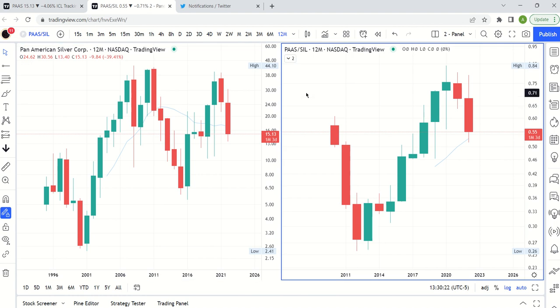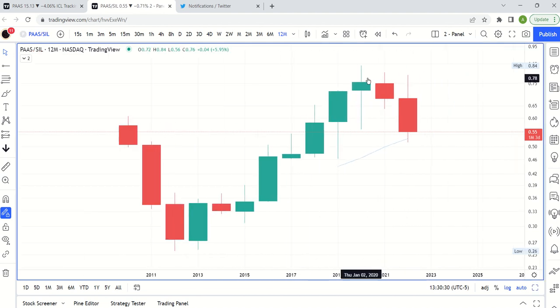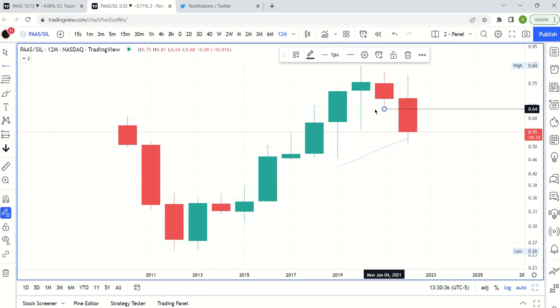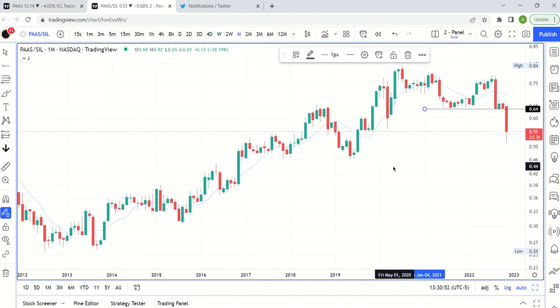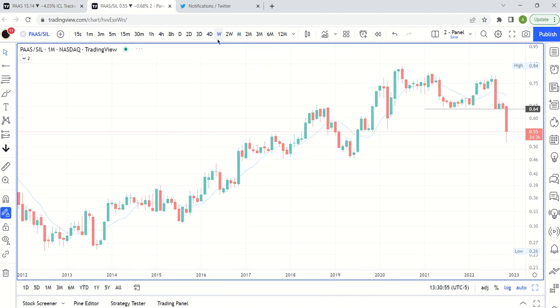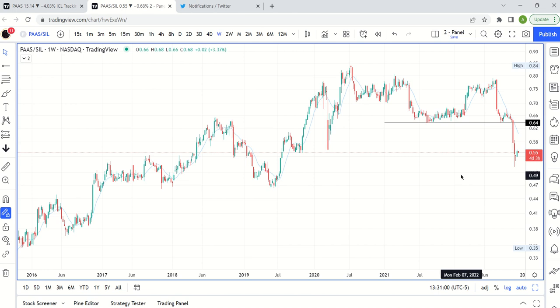So ratio on the right-hand side, ratio PAAS to SIL. On the left-hand side, PAAS itself. And you can see this is your annual chart. We'll zoom into the ratio chart here. We have a swing high on the annual ratio chart. So not only do we have a swing high in absolute terms, but we have a swing high in relative terms, which is another way of saying it's going lower in absolute terms, and it's one of the worst performing of the bunch. Just all not great news. That's your monthly picture. My God. Oh, Jesus, that's ugly. How do we look on the weekly? Ugh. Yikes.